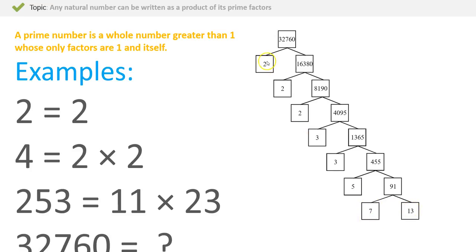Now if you look, 2, 2, 2, 3, 3, 5, 7, 13 are all prime numbers, and hence 32760 can be expressed as a product of prime factors 2, 3, 5, 7, 13 raised to some powers. In this case, 2 cubed multiplied by 3 squared multiplied by 5 multiplied by 7 multiplied by 13.